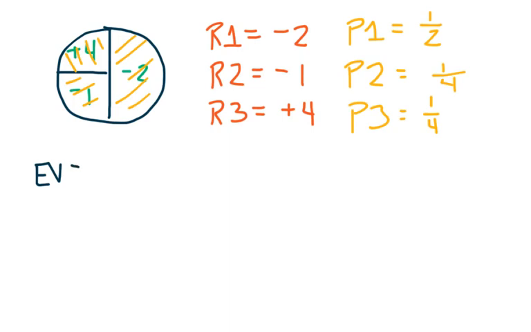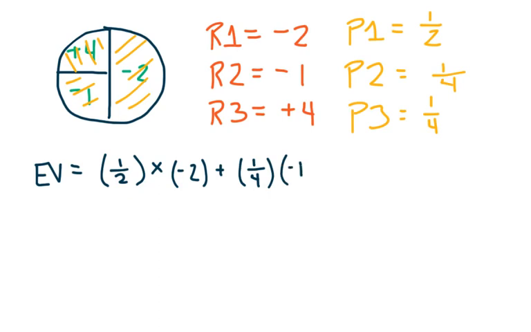Expected value equals the probability of result number 1 multiplied by result number 1. We add that to the probability of result number 2 multiplied by result number 2. We add that to the probability of result number 3 multiplied by result number 3. If I had more results, I'd just keep going until I got to the very last one. This is all I have, so this is as far as I need to go.